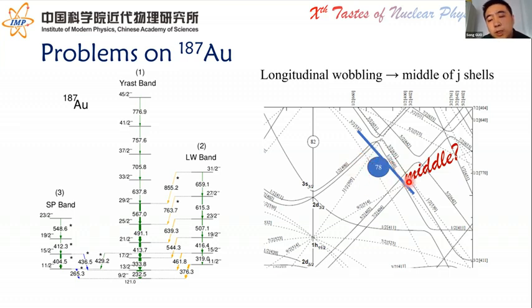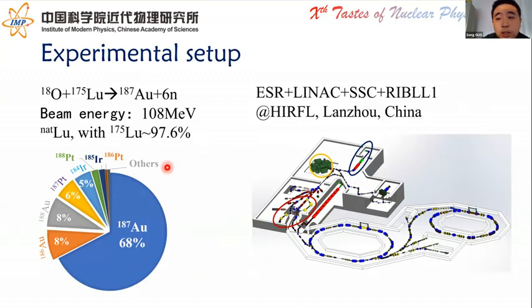Furthermore, as I mentioned before, the experimental results are only deduced from the angular distribution with extremely small errors. Therefore, we perform the experiment to check the character of this band. This experiment was performed in the Heavy Ion Research Facility in Lanzhou, in our institute. An oxygen-18 beam was used with the beam energy at 108 MeV. Using the natural lutetium target, the proportion of Au-187 is about 2/3.